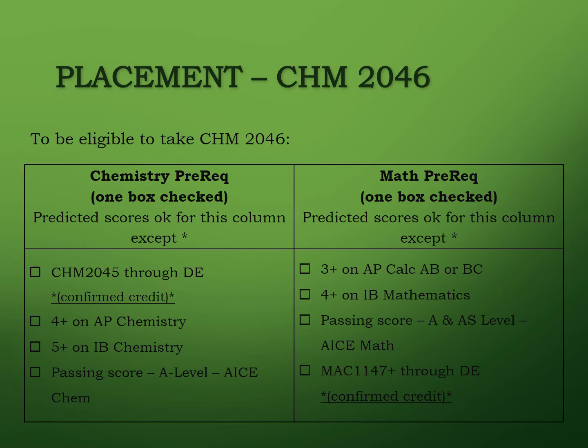So speaking of Chem 2046, we've got our columns once again, and you'll notice that they're very similar. The math column in particular looks almost identical, if not identical, to the math column that we have for Chem 2045. The big change, of course, is that on the chemistry prereq side, we can no longer use the ALEKS score as an option. We do actually have to have Chem 1, which makes sense, to be able to move on to Chem 2. But again, both columns have to have at least one check in the box on each side to be able to move forward to the class.